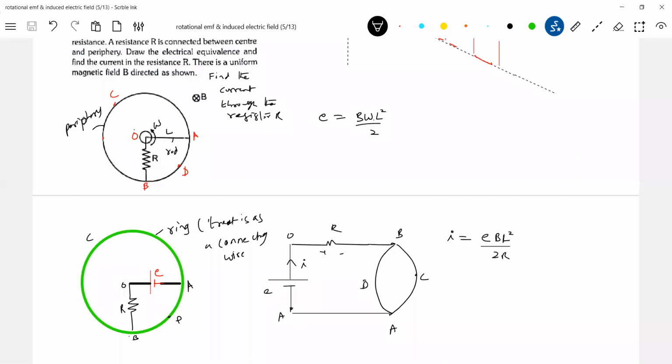And we know as the rod rotates, what happens to the length of the arc AB? It keeps on increasing. The resistance of this will increase, and the resistance of this will decrease. Then what happens to the effective resistance?